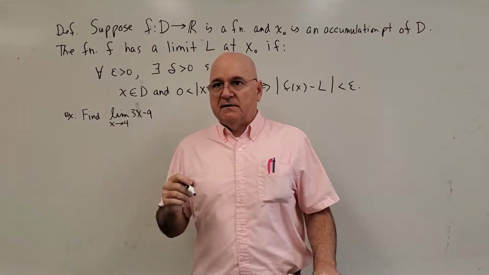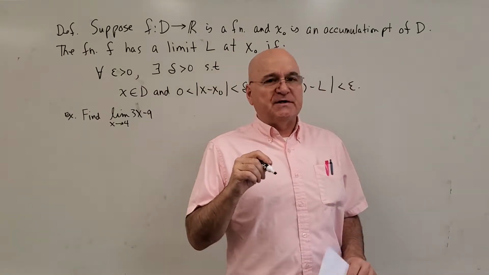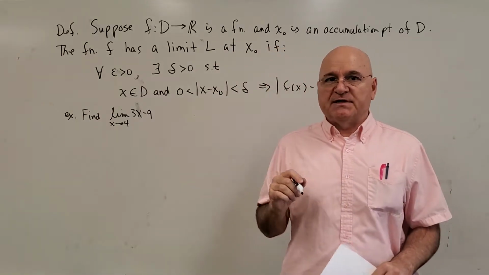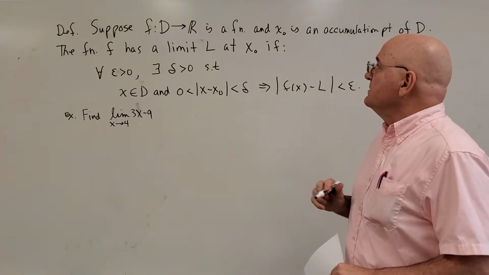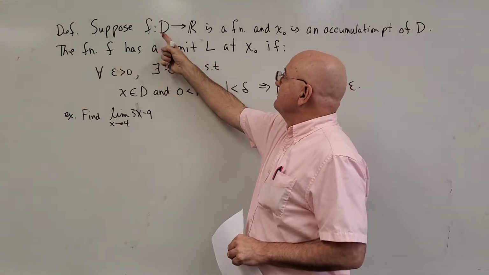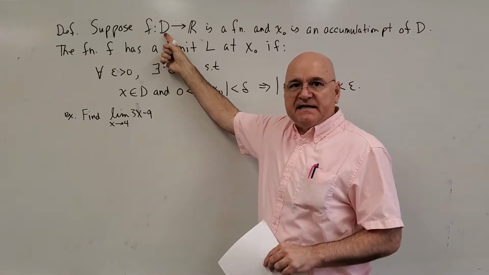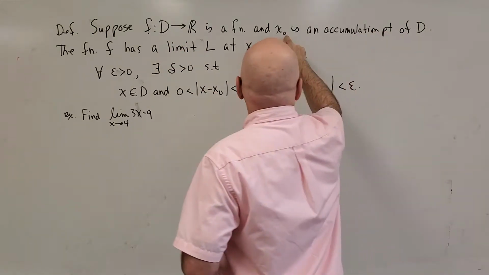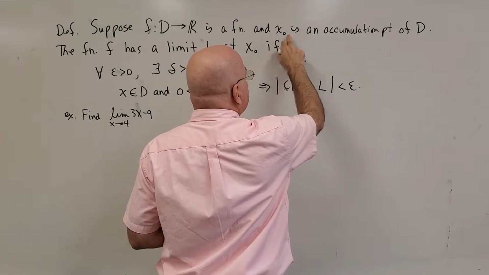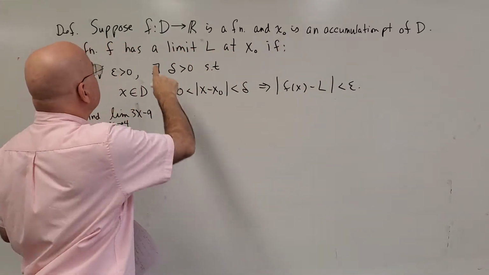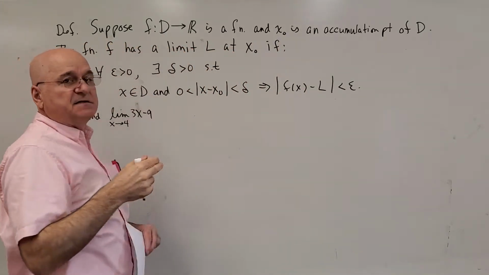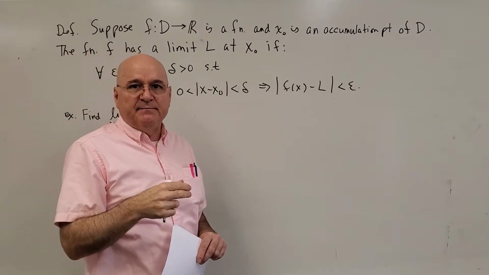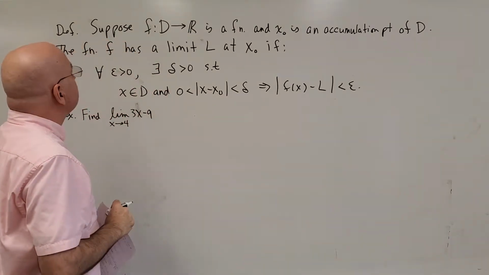Now we'll officially define what it means for a function to have a limit at a particular point. Suppose we have the function, the mapping from the set D, the domain, into the real numbers. Suppose that's a function, and x0 is just some real number that is an accumulation point of the domain. So not necessarily in capital D, but it's an accumulation point.